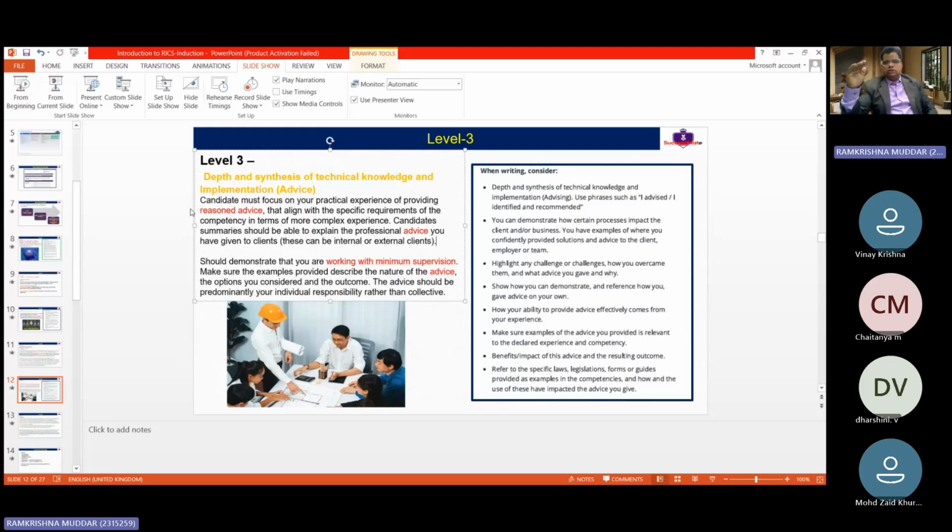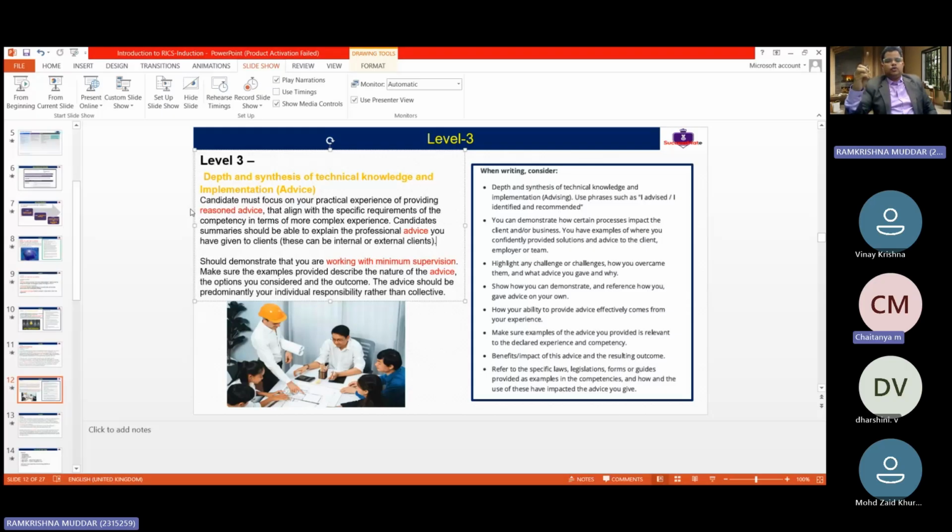Level 1 is you have gained the information. Level 2 is you have applied. Level 3 is advice. Advisory level is like the CEO level, or next to the CEO. How are you advising? I advise him about this. I advise to reduce the labor. I advise to increase the staff. I advise to increase the supervision staff. I advise to increase the commercial staff. So this is basically how you advise.